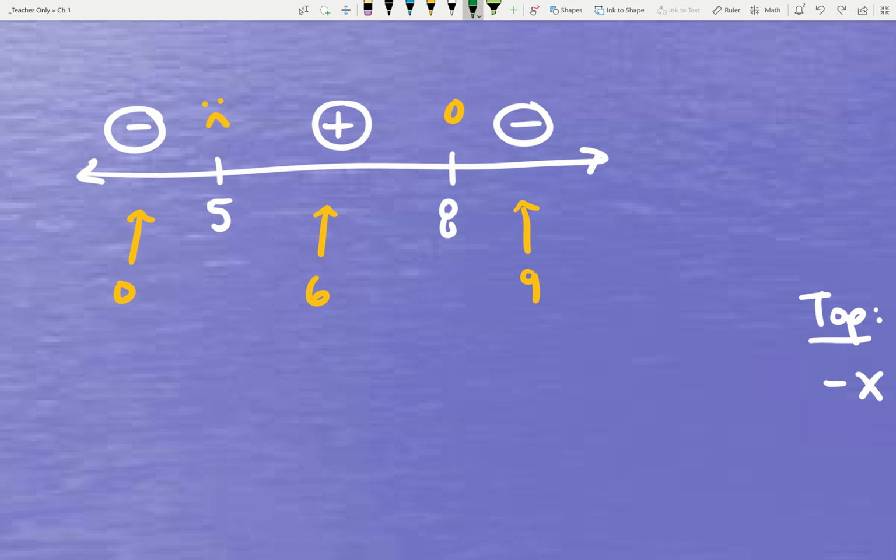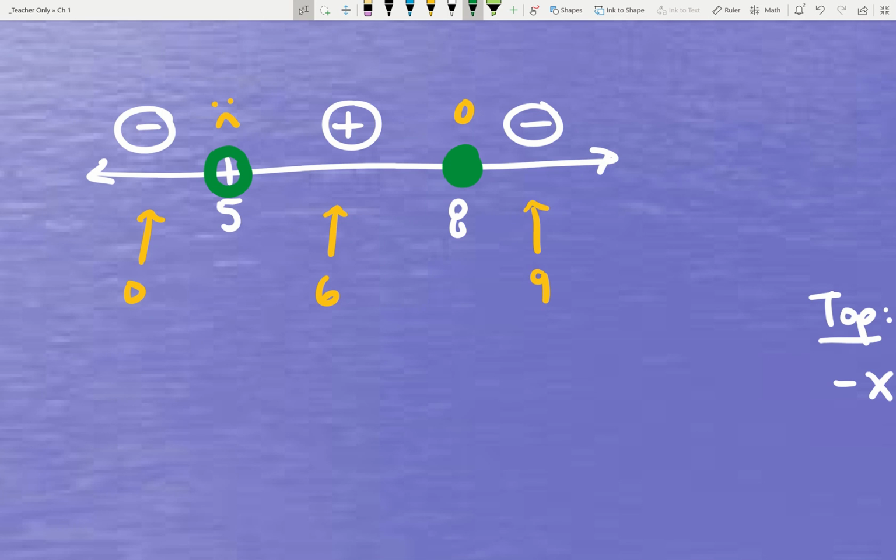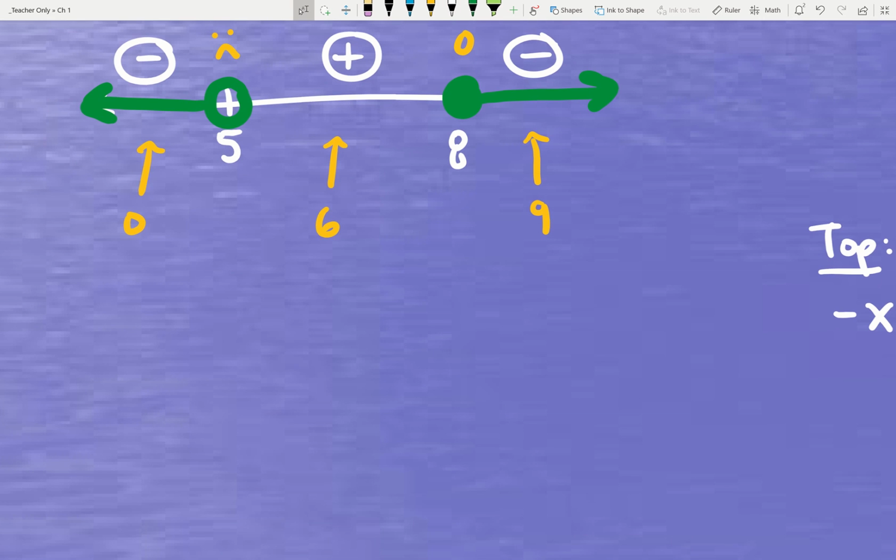Matter of fact, that was not a 0, that was an undefined one. So I'll mark my 0 right there, not the 5. Matter of fact, I might put an open dot on 5 because I specifically do not want to include it. And then I need to mark all the regions that are, of course, less than 0. In other words, where am I negative? That would be in this region right here, and that would be in this region right there. So if we mark those down, those are going to be our solution sets for this problem.